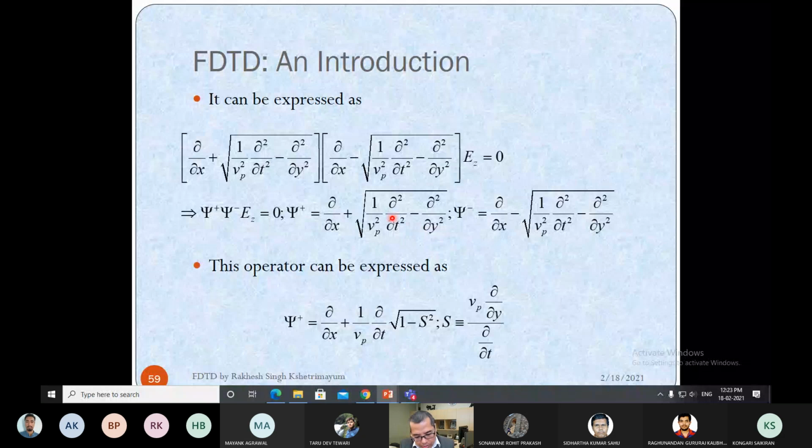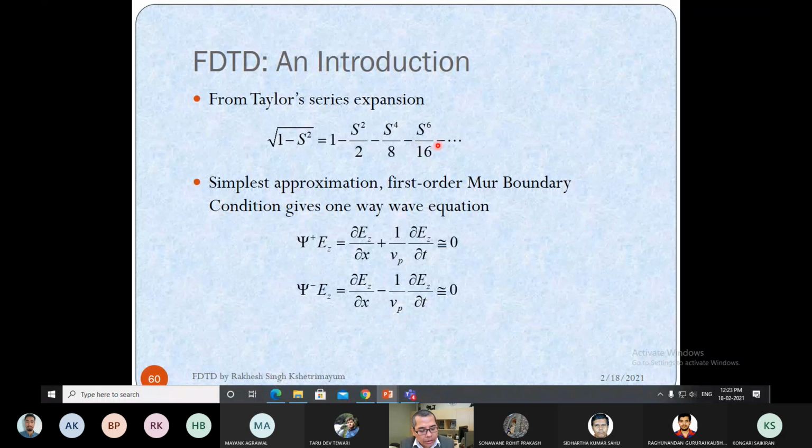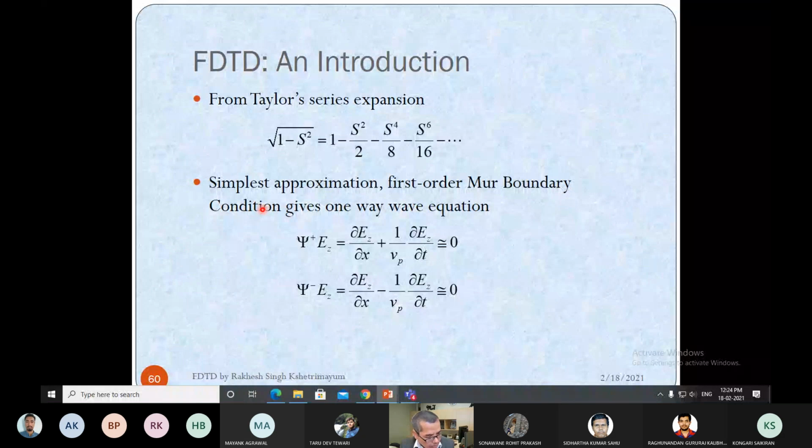From here you can see that there is a square root of 1 minus s square. We can use a Taylor series expansion of that. The square root of 1 minus s square is 1 minus s square by 2 minus s to the power 4 by 8 minus s to the power 6 by 16 minus and so on. But we would be interested only in the first and second terms. If I just take the first term, the simplest approximation of the square root of 1 minus s square is equal to 1, then we call this the first order Moore's boundary condition, where you take the Taylor series expansion of the square root of 1 minus s square as simply 1.